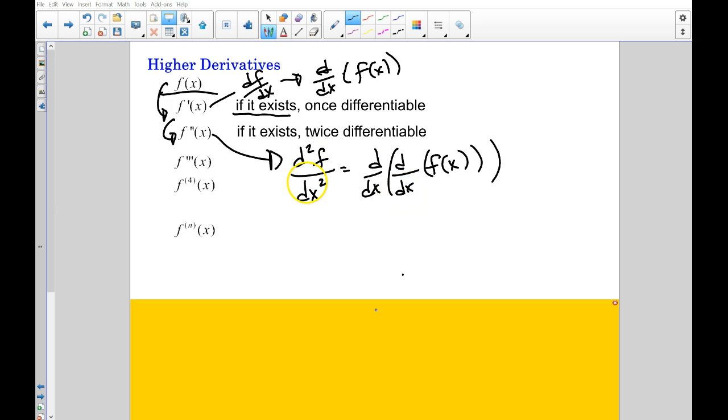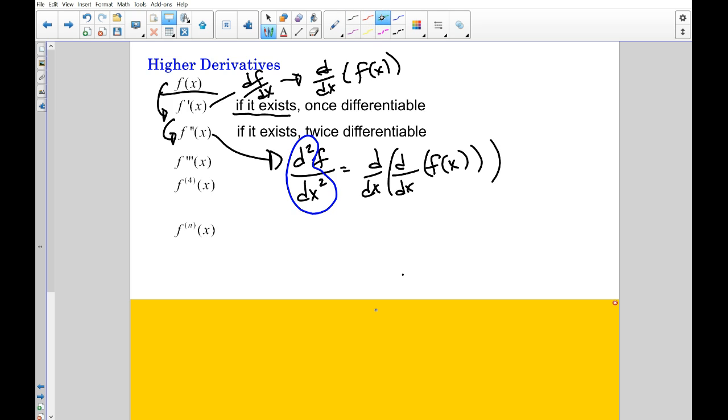This is just a notation thing, so don't get thrown off. We're not doing any exponents. We're not doing anything like that. This is just notation. And then similarly, that's the second derivative.